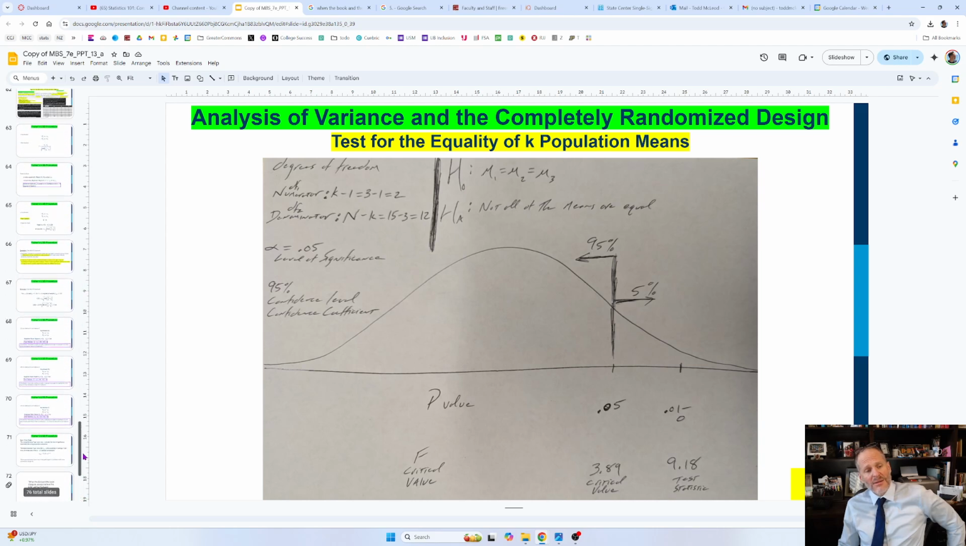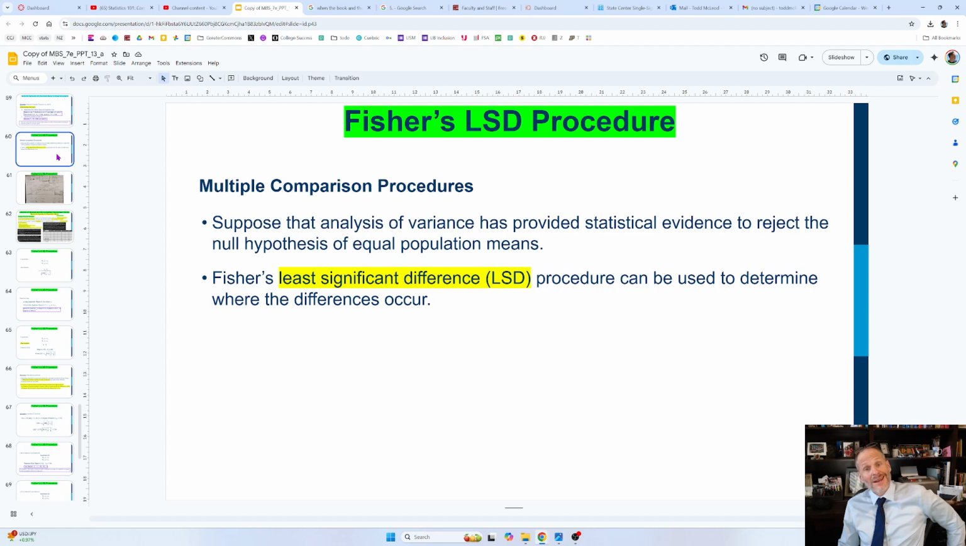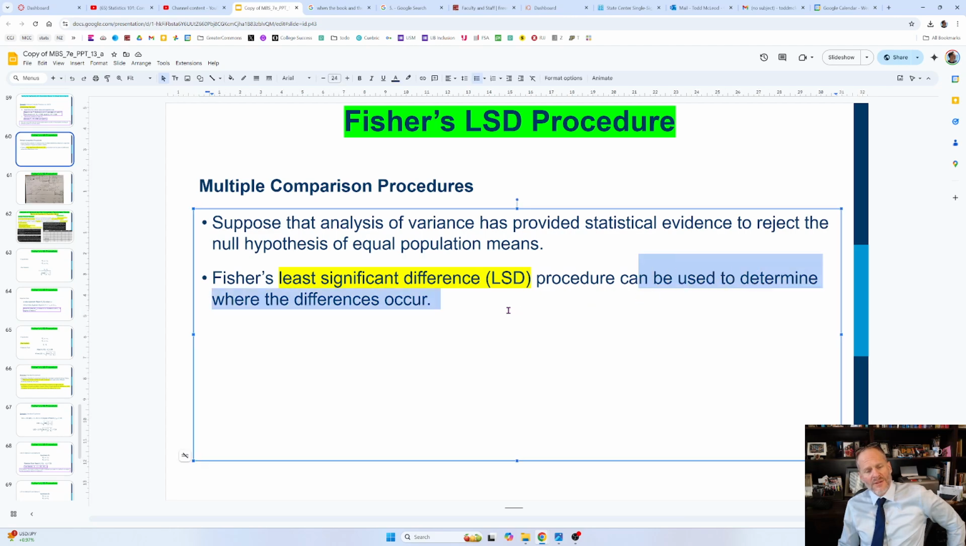We could find out a little bit more information about these population means by using Fisher's LSD procedure. The least significant difference procedure can be used to determine where the differences occur. Maybe you'd need to do this if you had a lot of data and you couldn't just eyeball it, or it was really close and you couldn't quite tell by eyeballing it like we just did.